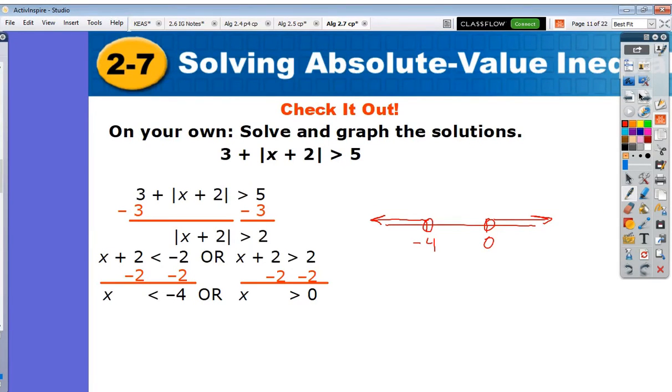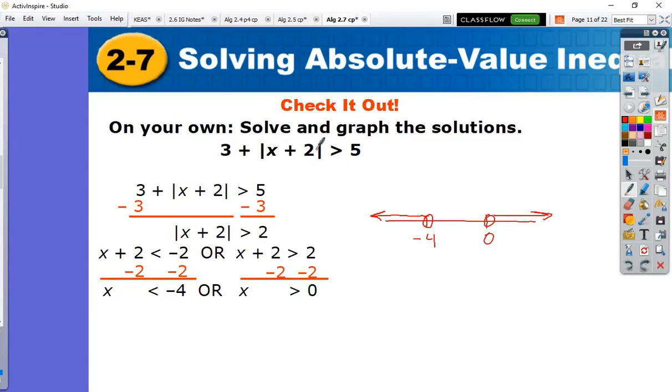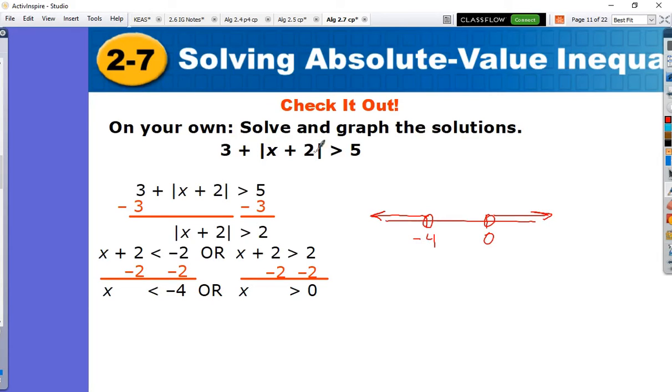All right, so to solve this one, leave the absolute value part, x plus 2, by itself and cancel off the 3. So we had to go minus 3, minus 3. So we're down to absolute value of x plus 2 is greater than 2. Okay, so the absolute value is on the greater than side. So then we set up our two equations. Here we have x plus 2 and the sign flipped with the negative 2. And then here was the original, x plus 2 is greater than 2.